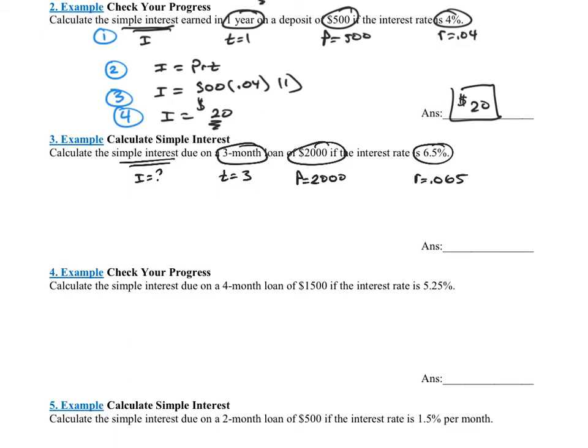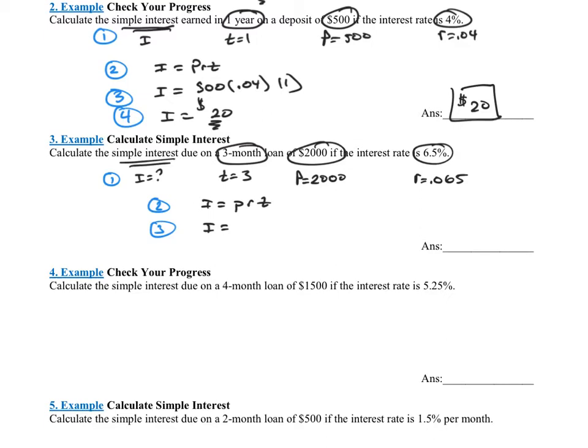So now I've identified my different things here, my variables. That's step 1, right? Step 2 would be write down that formula. So that's I equals PRT. Step 3 would be plug in those numbers. So that would be I equals 2,000 times R, which is 0.065, times T, which is 3. Go ahead and plug it into your calculator now and let's see what you get.